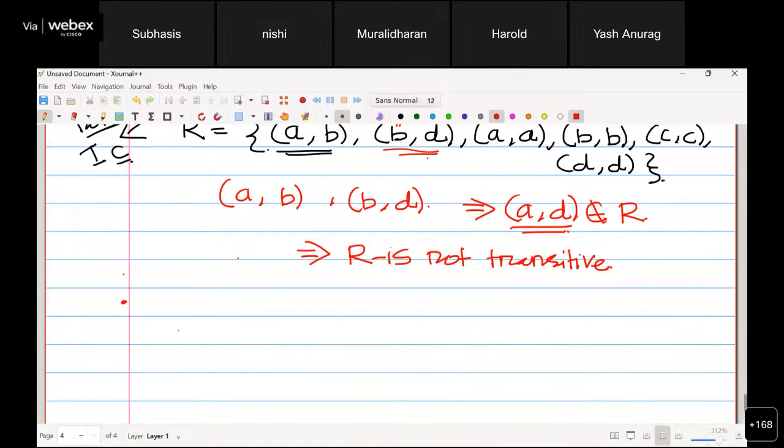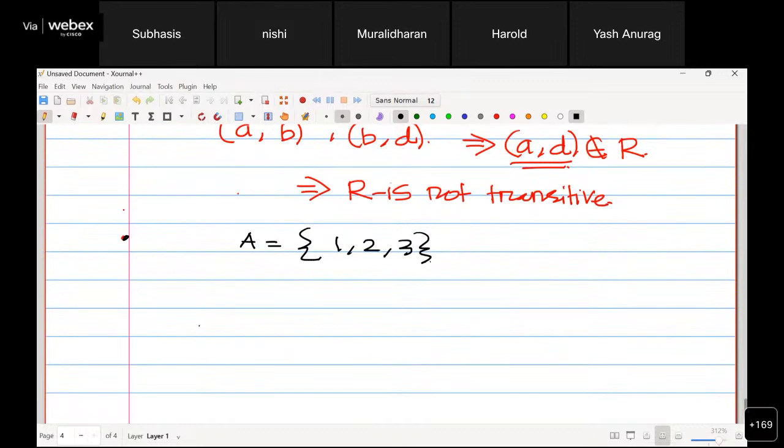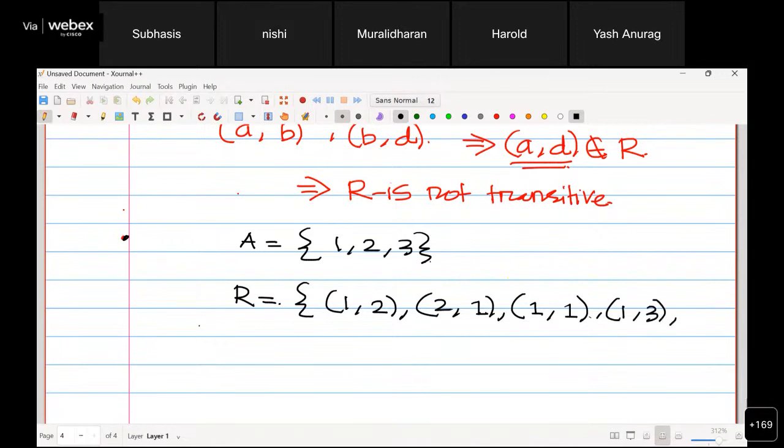Okay, so let me take one more example. Let me take the set {1, 2, 3}, and consider this relation R, which is (1, 2), (2, 1), (1, 1), let's say (1, 3) and (3, 1). So this is my relation.